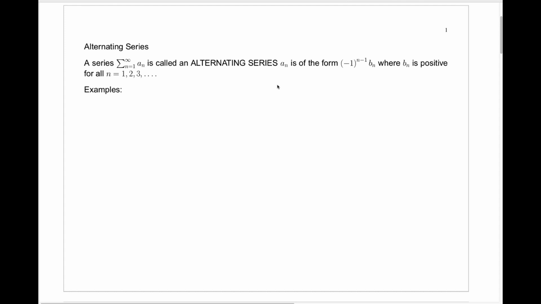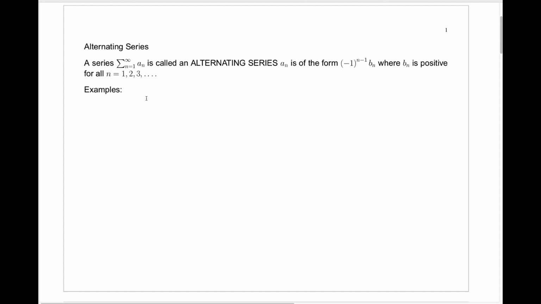We're going to talk about the alternating series test, and we'll start with what is an alternating series. We call a series an alternating series if the nth term a sub n is of the form minus 1 to the n minus 1 times b sub n, where b sub n is positive for all natural numbers n. What that means is the signs of the terms will alternate. We make sure the b sub n's are always positive, and then the minus 1 to the n minus 1 alternates from 1 to minus 1 to 1 to minus 1, etc.